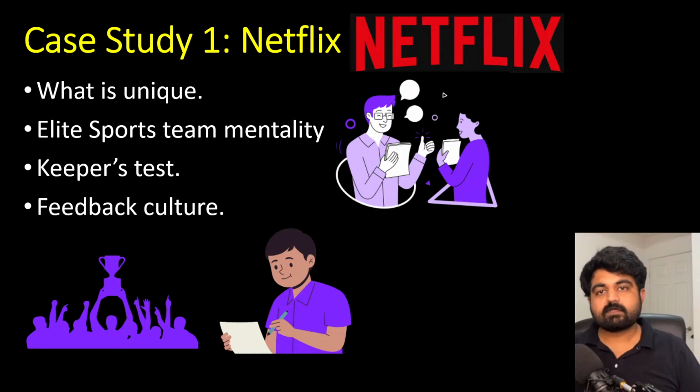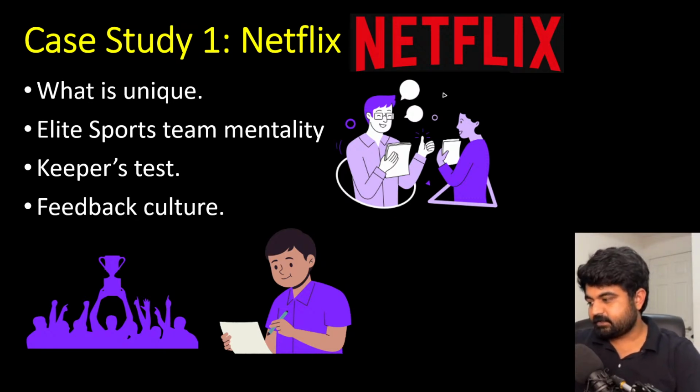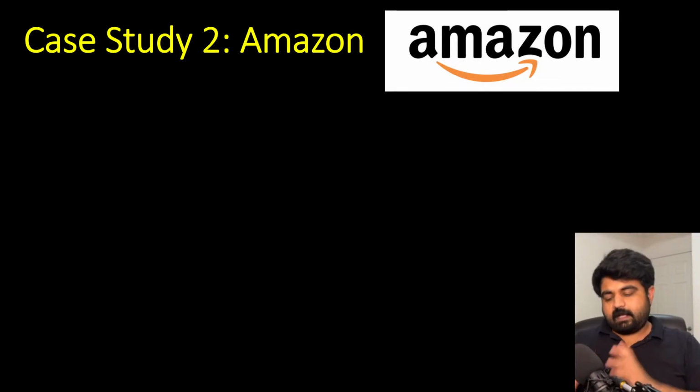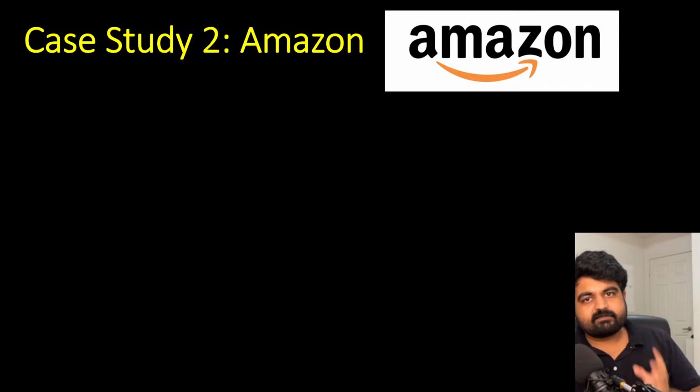Like maybe if there was some new initiative that needed to be done, how was I involved in getting things done? Because again, as an elite sports team member, every member is trying to do what is best for the company. Even if it's a tough thing to do or a tough job, someone needs to get it done. So that's good. Now, after understanding the Netflix case study, let's understand the second case study, which is Amazon.